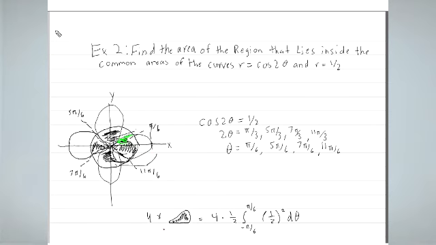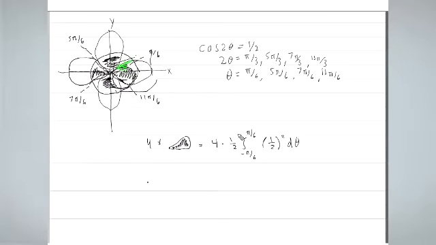Sorry about that. We have to find when cosine 2 theta equals 0. Let me scroll down for you. Let me write in green, I like this color better. Which occurs at 2 theta equals pi over 2, 3 pi over 2, 5 pi over 2, and 7 pi over 2. Dividing by 2, we get theta equals pi over 4, 3 pi over 4, 5 pi over 4, and 7 pi over 4.